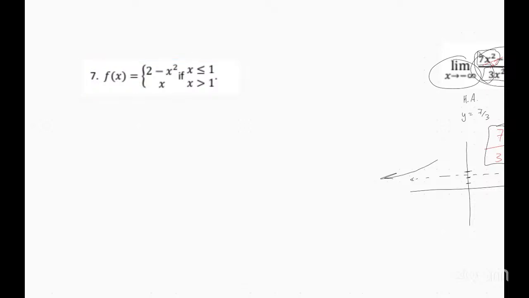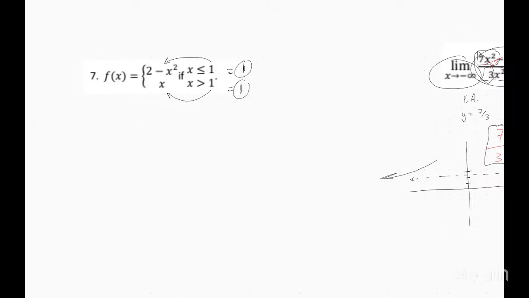Yep. So plug in 1 to this one and plug in 1 to this one and see if they're the same point. So when I plug in 1 there, I get 2 minus 1, which is 1. And when I plug in 1 here, I get 1. So are they going to touch each other at that point? Yep, they'll touch each other. So it is continuous.